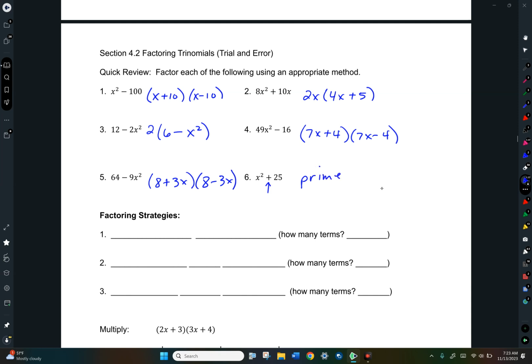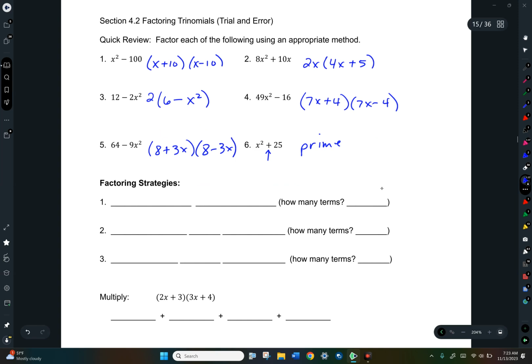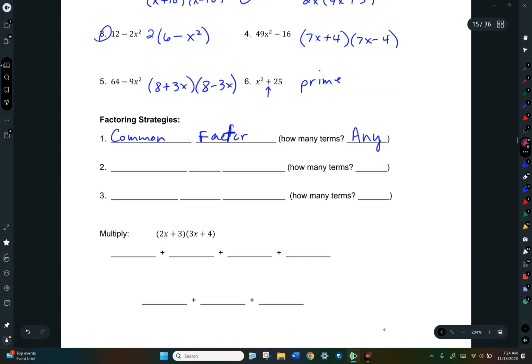Okay, so the two methods that we've used, number one, the first method we learned was common factor. Common factor method, remember you can use that for any number of terms, even though the ones up above only had two terms. So just as a reminder, we used common factor on number 2 and number 3, and I think that's it. Okay, and then the other method that we learned was difference of squares.